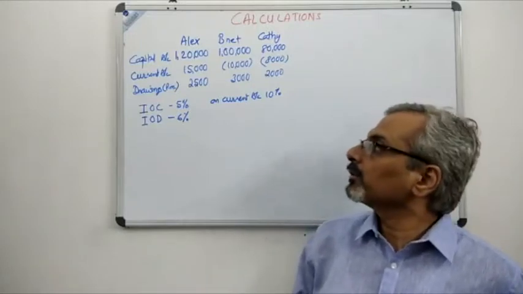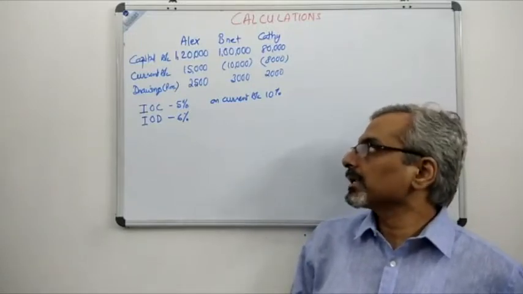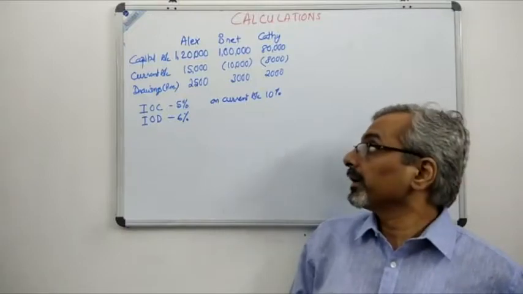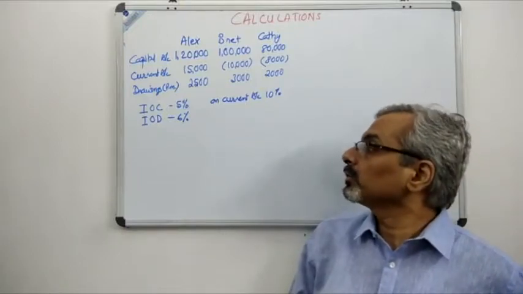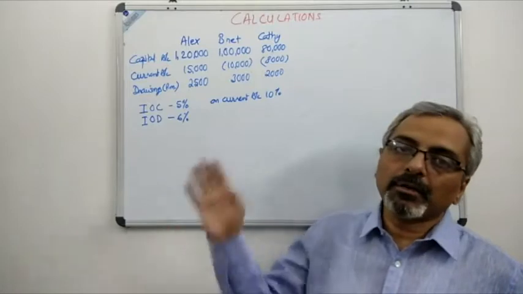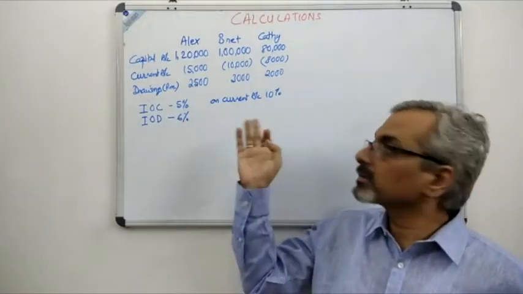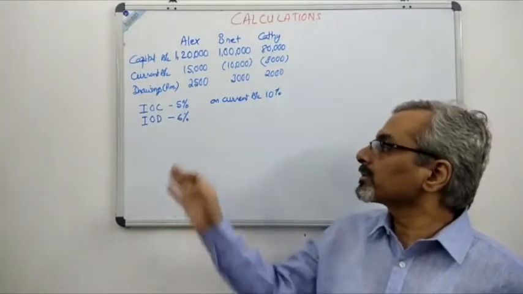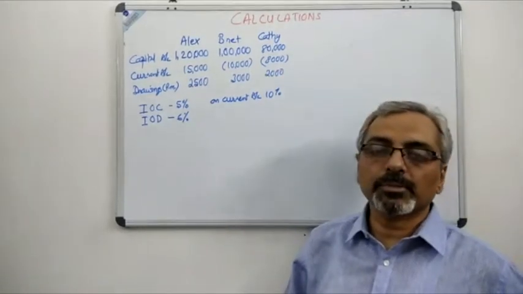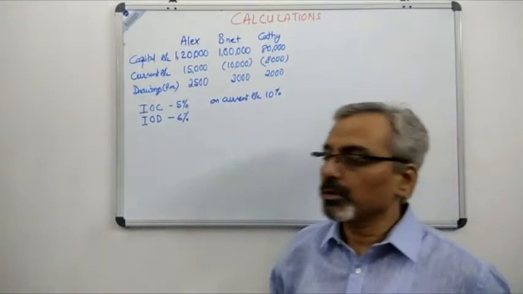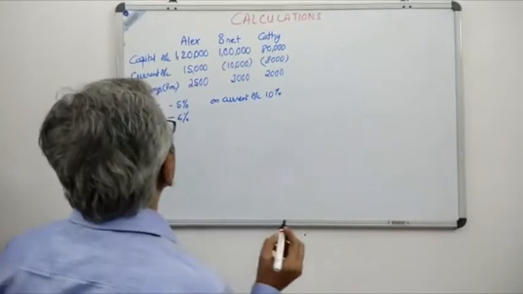And next we have the drawings per month given to us: Alex 2,500 per month, Brett 3,000 per month and Kathy 2,000 per month, and we are provided the information: interest on capital 5%, interest on current account 10% and interest on drawing 6% per annum. So let us start with the calculation first. Now first is Alex.